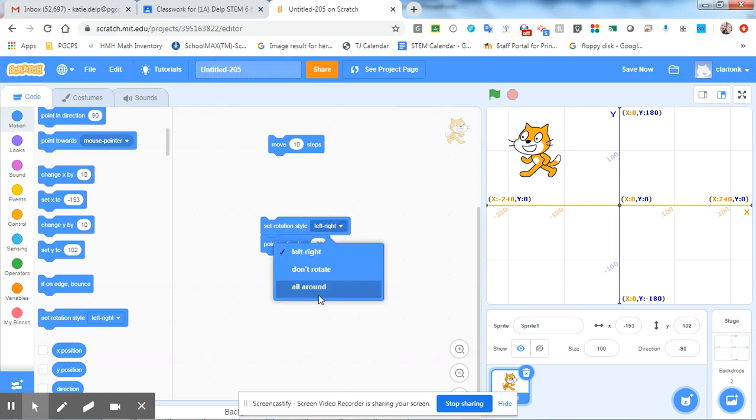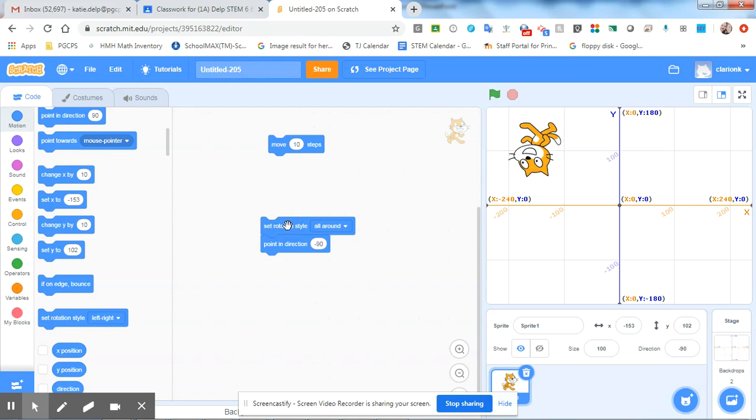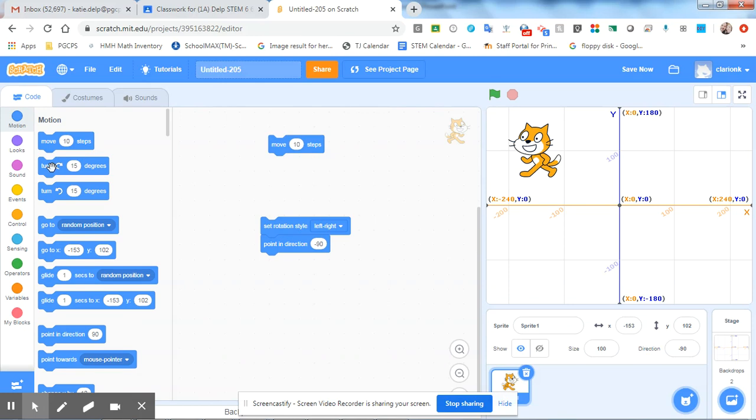Before, the rotation style was set to all around, which means that like a clock, he turned around this way and ended up flipping upside down instead of just kind of like a mirror image going left and right. So you'll see now when I set the rotation style all around, he flips upside down, right? So the rotation style I want is left-right. If you ever have a problem that's similar to that, think about your rotation style, okay? With that in mind, let's talk about this block right here, the turn 15 degrees block. So what do you think will happen whenever I click on this block for the cat?